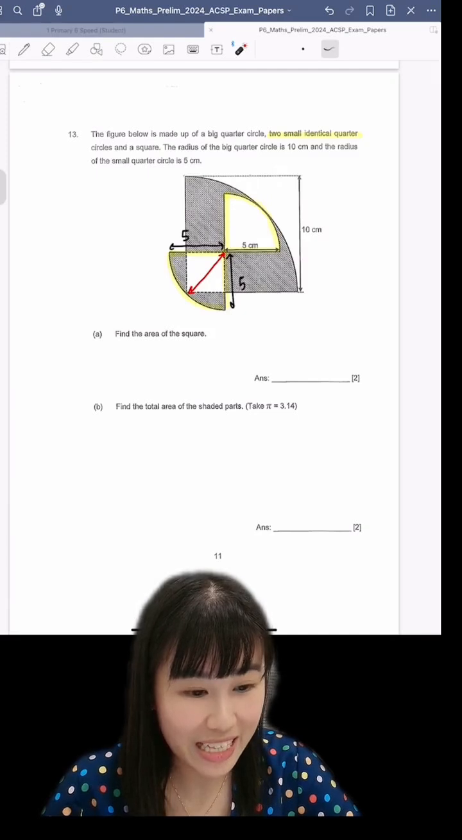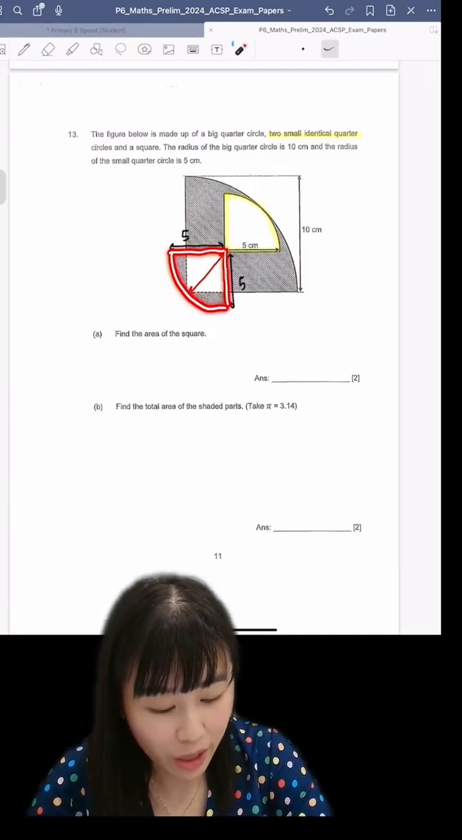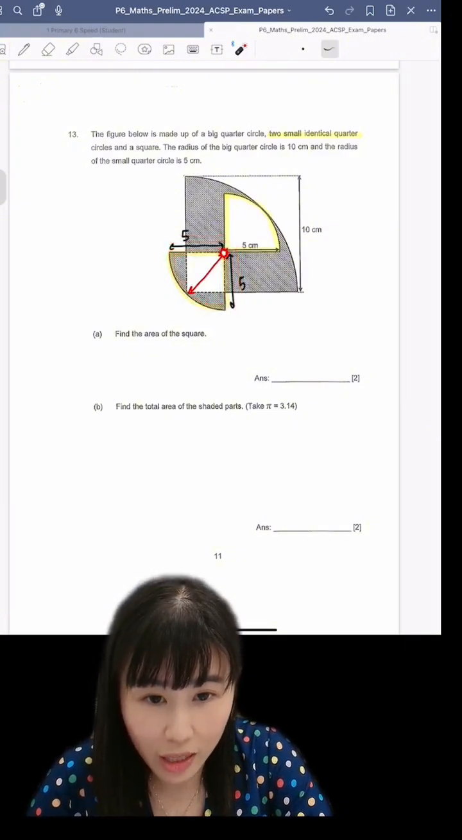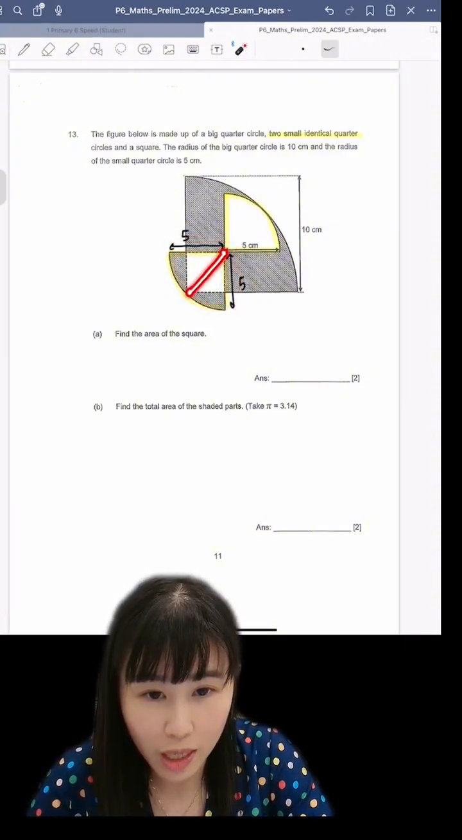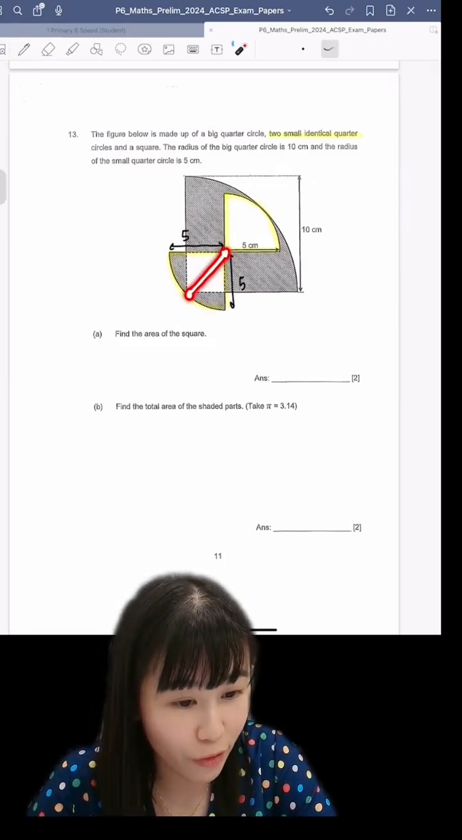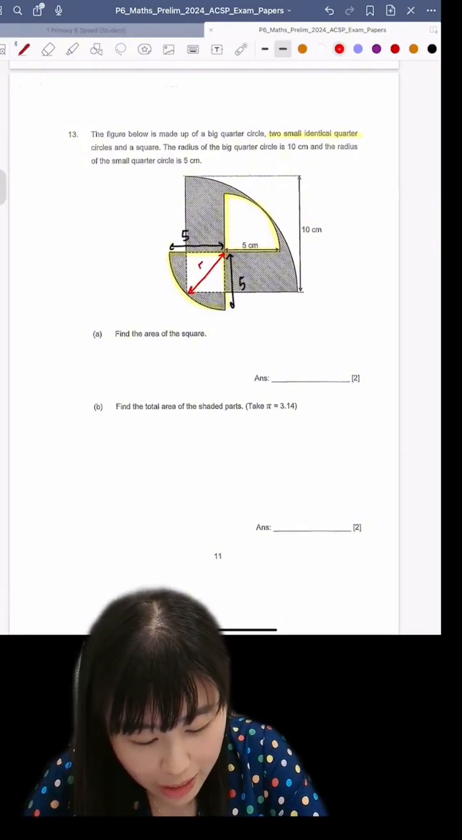Radius, yes. Guys, this is your quadrant, right? Remember, the radius is the same. If the radius is 5 here, the radius is 5 here too. From the center of the circle to the circumference, this is also your radius of 5. So this diagonal right here is a 5.